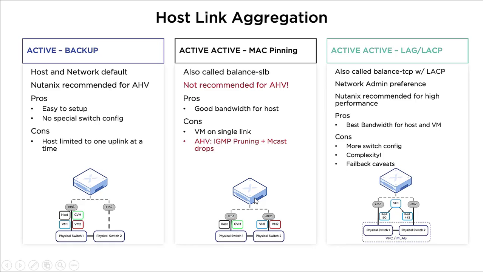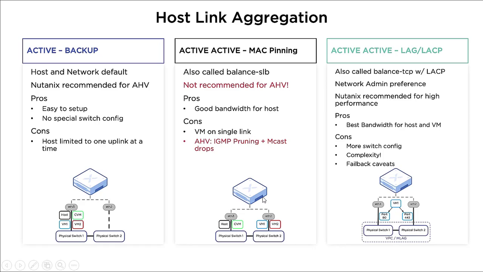In this situation, we have a good bandwidth between the node and the network because we have double the speed. If we use a 10 gigabit Ethernet port, that means the bandwidth of this node with the network is only 10 gigabits. But in this situation, we have two network adapters in use, so we have a total of 20 gigabit bandwidth between the node and the network. So this is the benefit of using active MAC pinning, but the consequence is VMs on a single link.